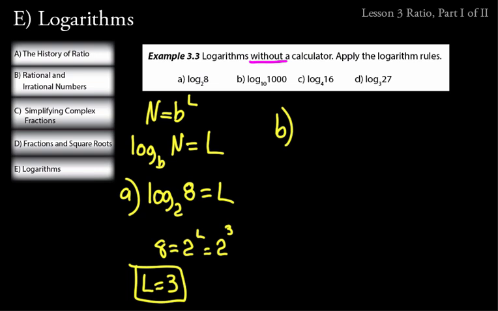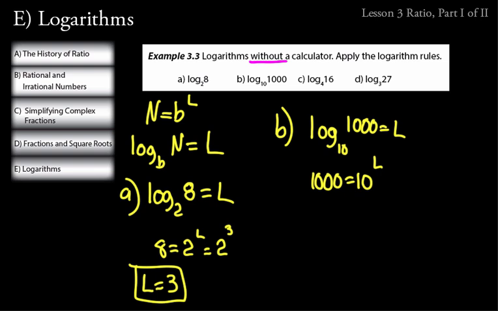Log base 10 of 1,000. So here we have log base b, where b is 10, of 1,000. So here we're going to say log base 10 of 1,000 equals exponent, equals L. Rearrange that. N is 1,000, so 1,000 is equal to the base of 10 to the L power. So L is the exponent.